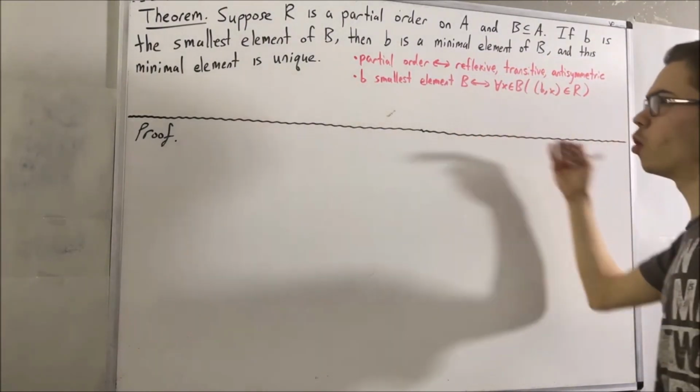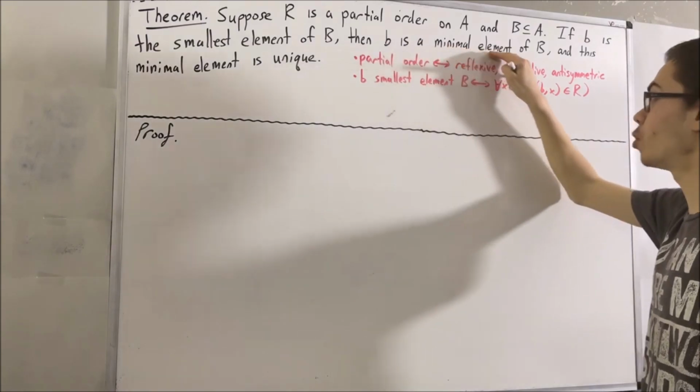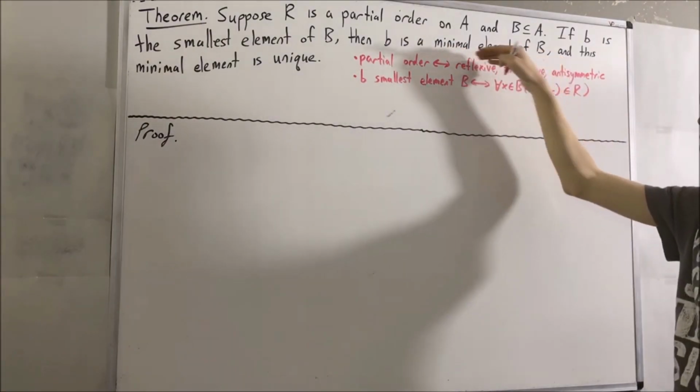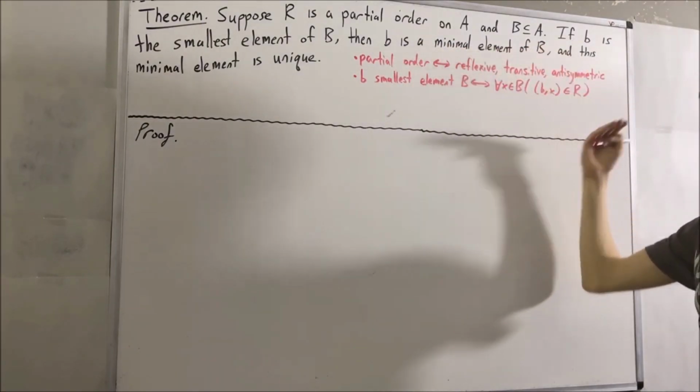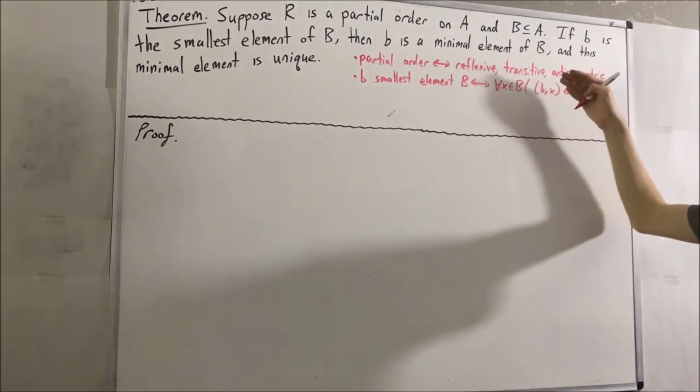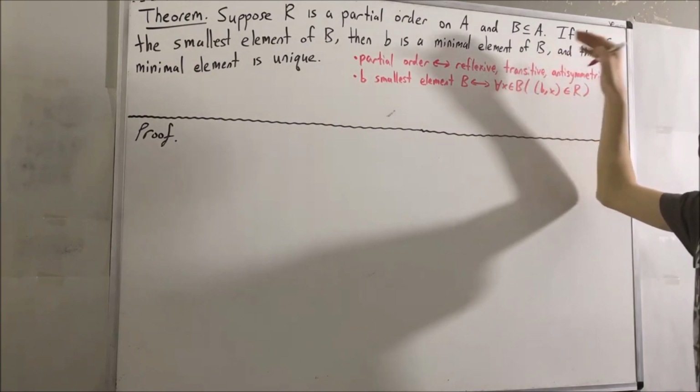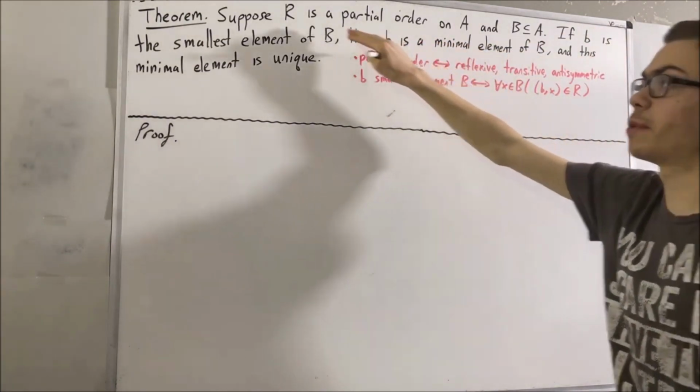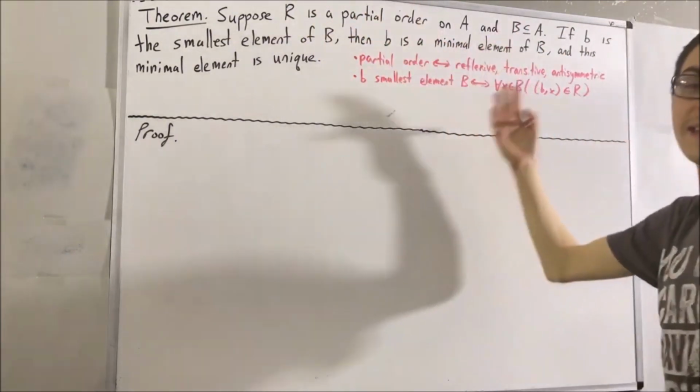And lastly, what does it mean for b to be a minimal element of B? Well, this could be said in a few ways. The way we're going to put it is we're going to say that it means for every element x in B, if x comma b is an element of R, then x is equal to b.